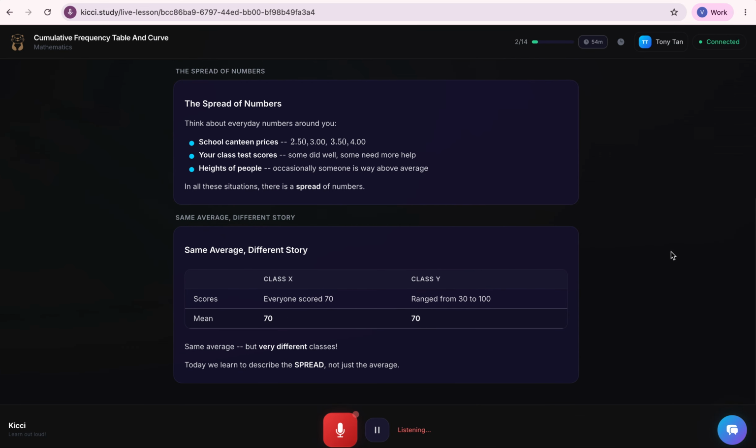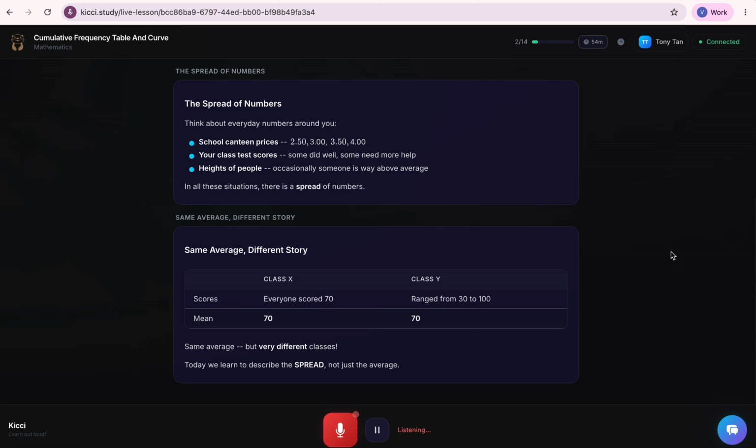Great. Now you should see a table comparing two classes, Class X and Class Y. Notice that they have the exact same average score. Both have a mean of 70. But in Class X, everyone got a 70, meaning they were super consistent. In Class Y, the scores were all over the place, from 30 to 100. Looking at those numbers, which class do you think was more consistent? Probably class X because it's very close and they all get almost 70.